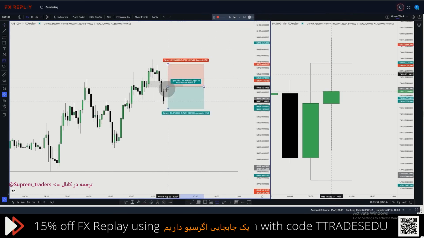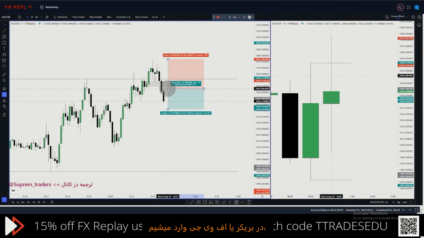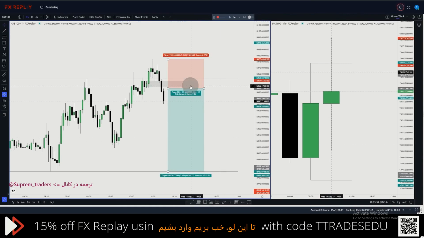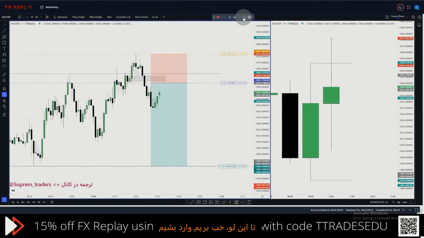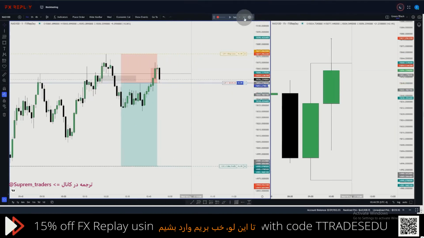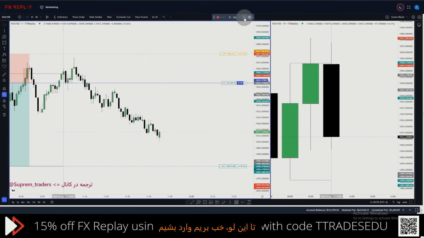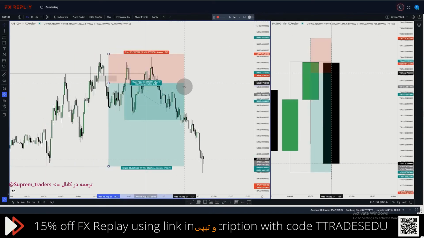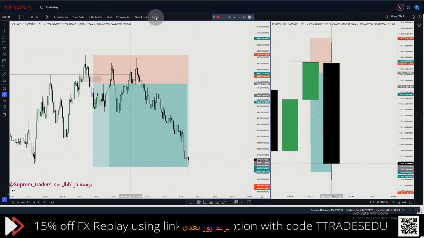I'm going to look to enter here on the breaker, or we can take the fair value gap to this low. Let's go ahead and enter there. And there we go. Let's go to the next day.